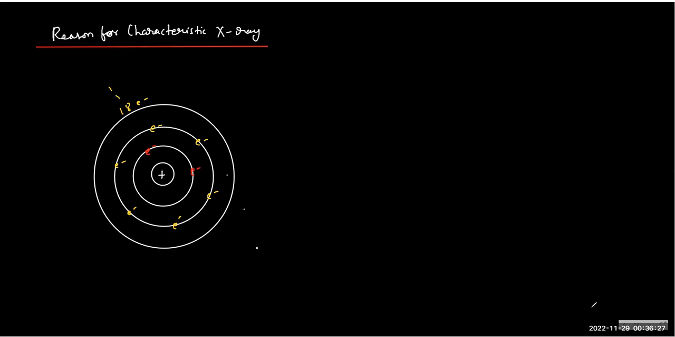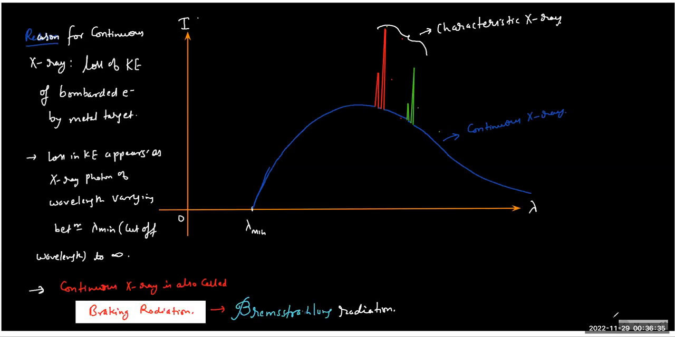And why we call it characteristic, we also come to. Because the Bremsstrahlung, or how do you say it, Garv? How to pronounce this one?